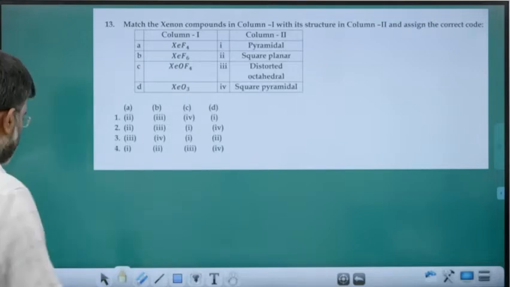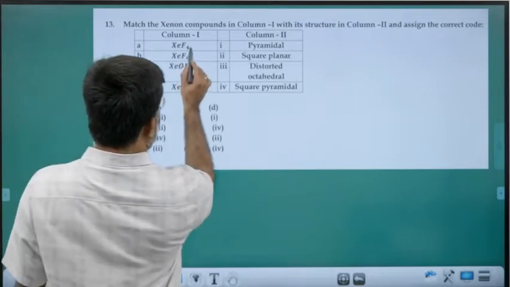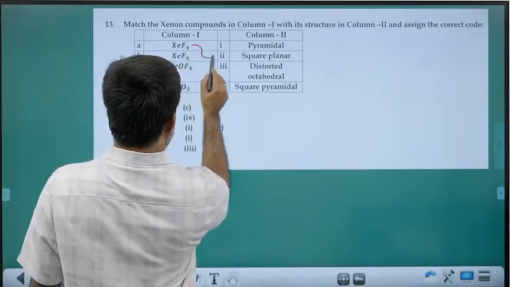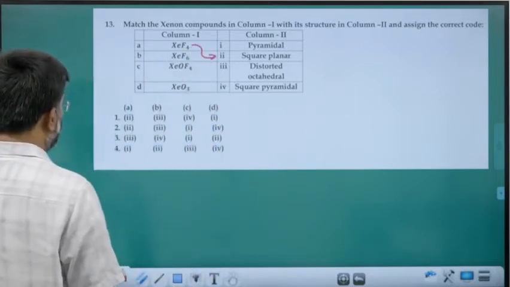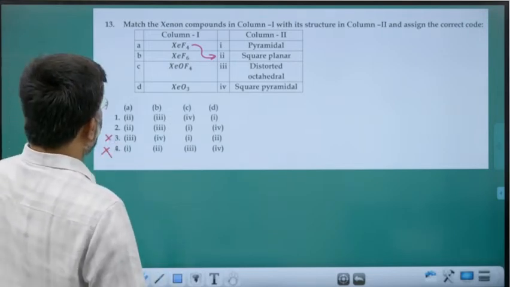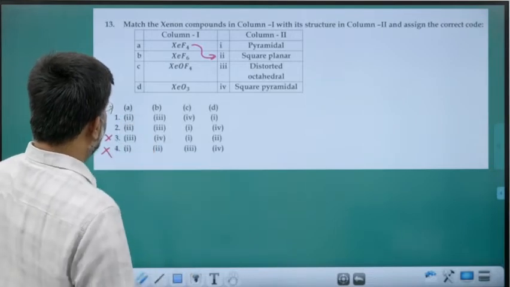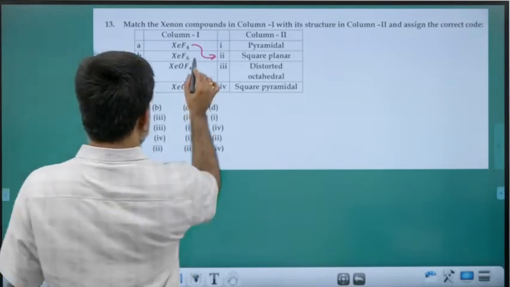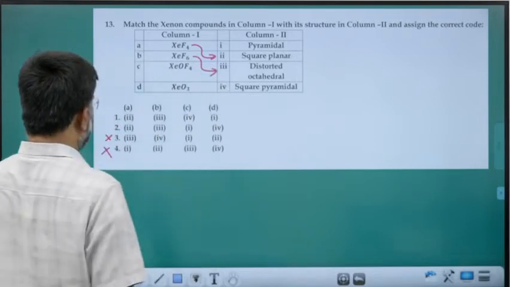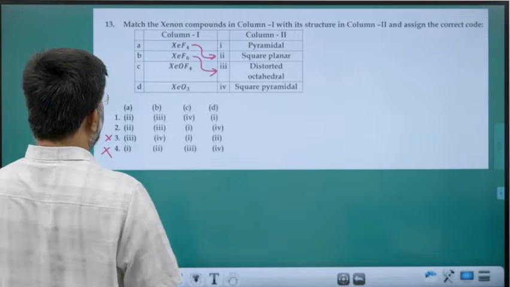Matching the column. We already had a talk. XeF4 is square planar, so A goes with 2. So these two choices are out. XeF6 is a distorted octahedron, and that is 3. B goes with 3.